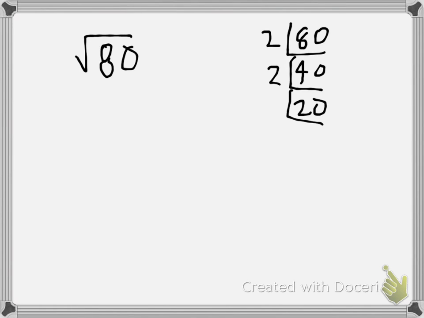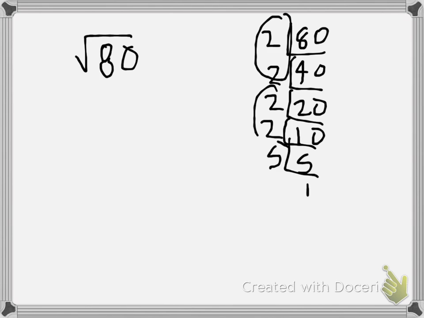Like so. 2 goes into 20 10 times. 2 goes into 10 5 times. And because we're doing a square root, we're looking for pairs. We've got a couple of 2s, so 2 times 2 is 4. And then we have that 5 that didn't pair, so that's got to stay in. So 4 square root of 5 would be one solution for this.